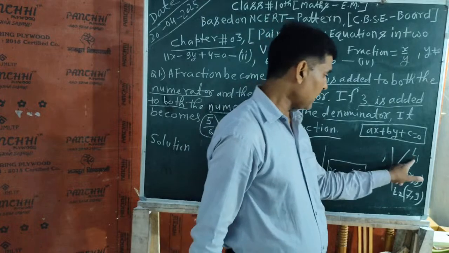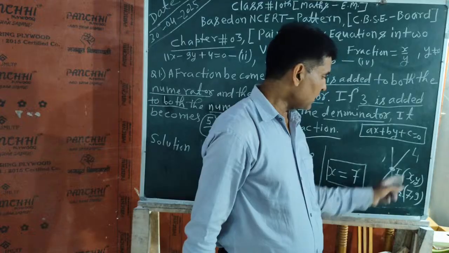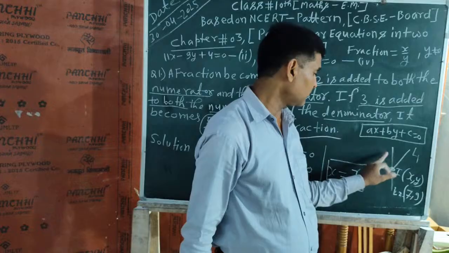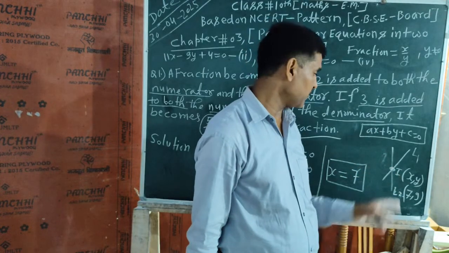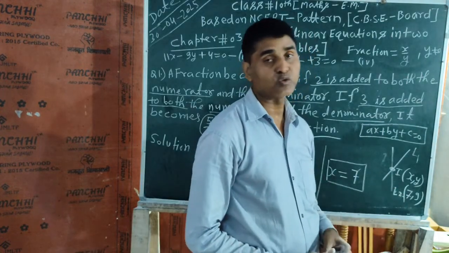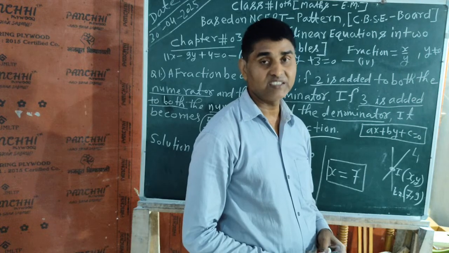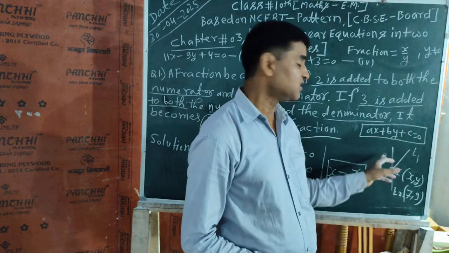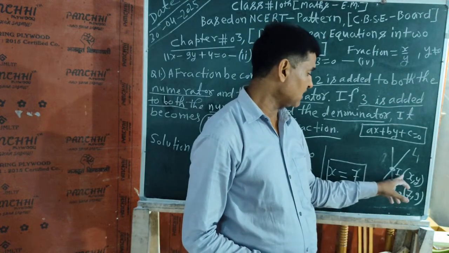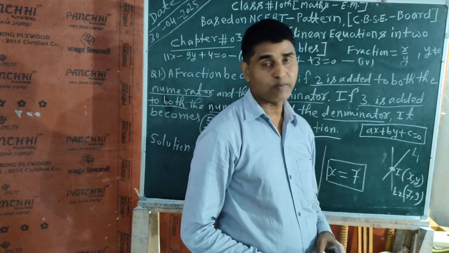So one line whose name is L1 and other line whose name is L2, and both lines have different slopes. That is, one line has slope m1 and other line has slope m2, and then both slopes are not equal to each other. In other words, we can say that m1 is not equal to m2. It means that both lines will intersect at a point, and that point is the point of intersection, and its coordinate will be x comma y.